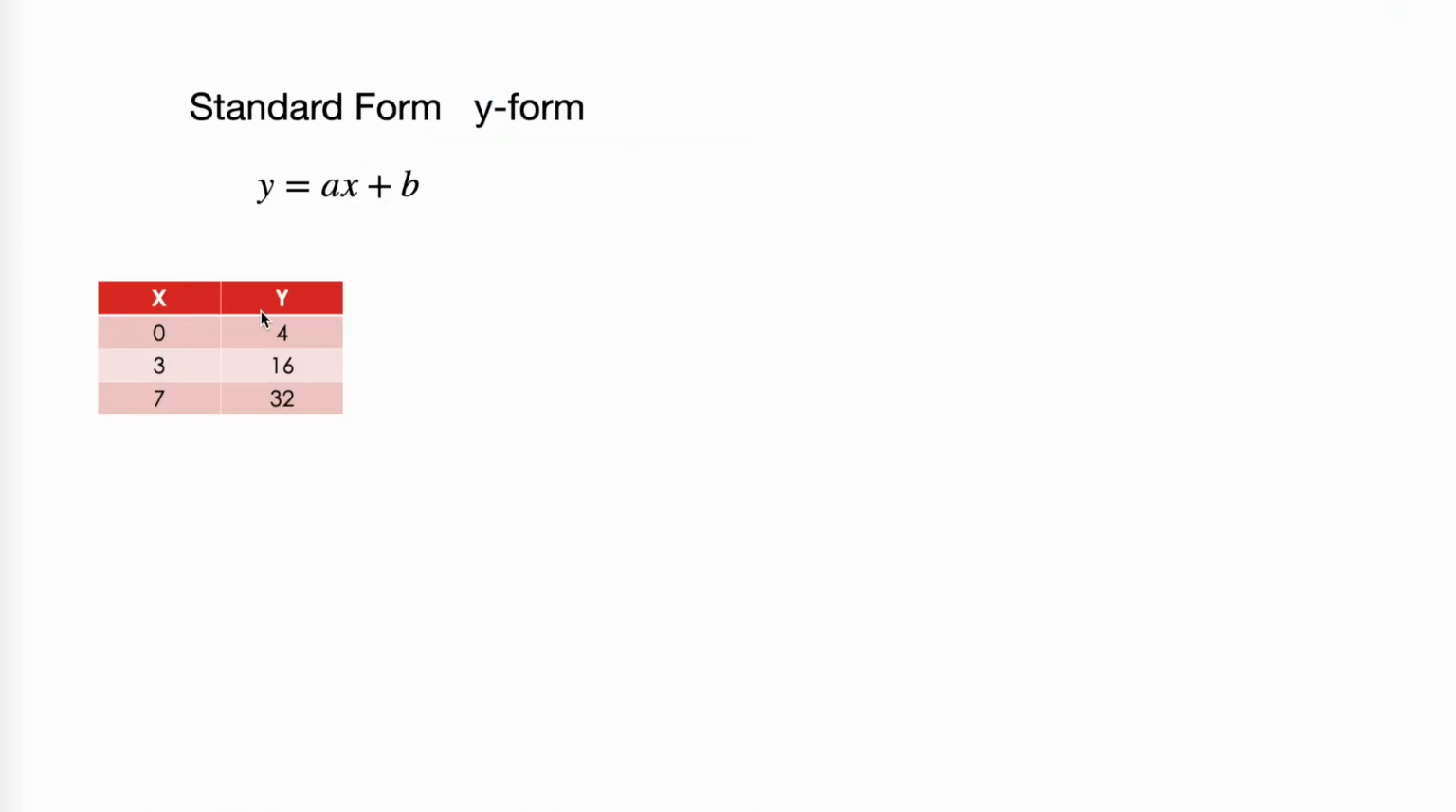Let's look at an example. We have a table of values. We can figure out the equation from the table of values. The slope, the a, is delta y over delta x, which is y2 take away y1 over x2 take away x1. Pick a pair of points. I'm going to do 0 and 4 as my point 1. My point 2 is 3 and 16. The delta y would be 16 take away 4, divided by the x2, the 3, take away the 0, which is 12 divided by 3, which is 4. The slope is 4. Then we have y is equal to 4x plus b.